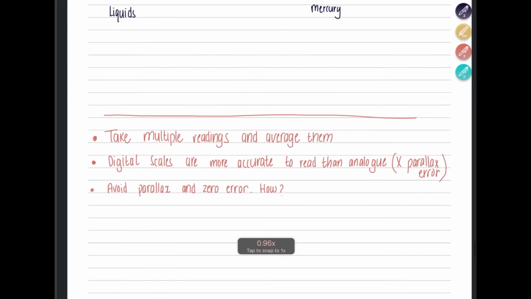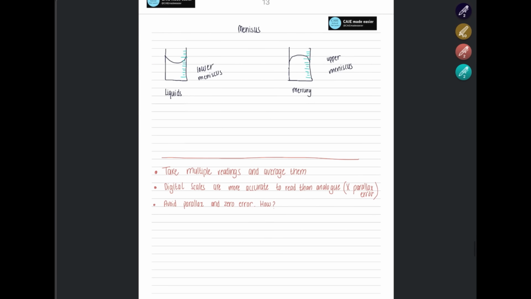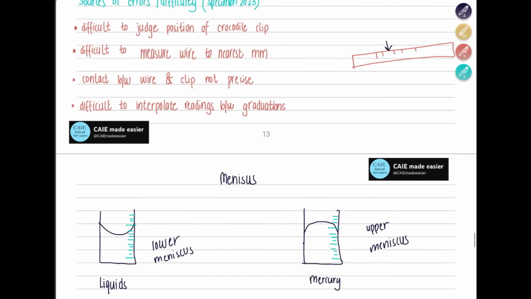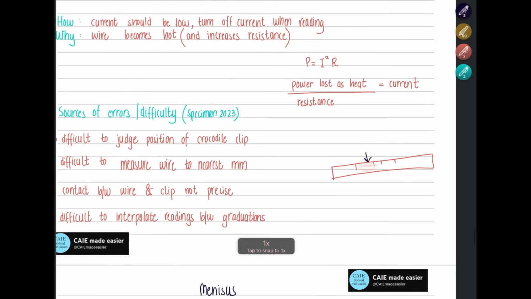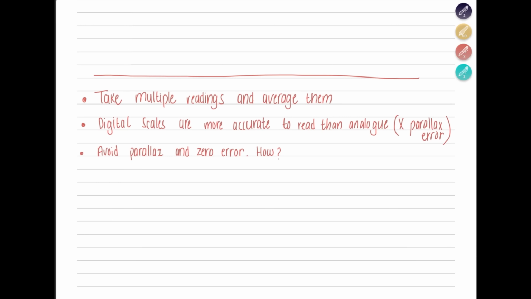Next, generally, always take multiple readings and average them. For example, for oscillations, for any kind of experiment, take multiple readings and average them. Especially true for the planning experiment. Make sure that you are repeating at least 3 times or more. Digital scales are always more accurate to read than analog. Why? Because there is no parallax error. Remember the one here. You don't know what exactly the reading is here. You will avoid that with digital scales.